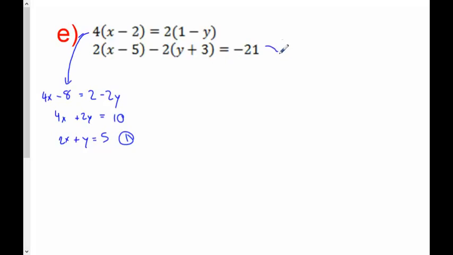My other equation, I'm going to do the same thing. I'm just going to expand. So 2x minus 10 minus 2y minus 6. Now, keep in mind that's minus 6 because that negative applies to both terms in the binomial. Right? Just collect some of my like terms here.